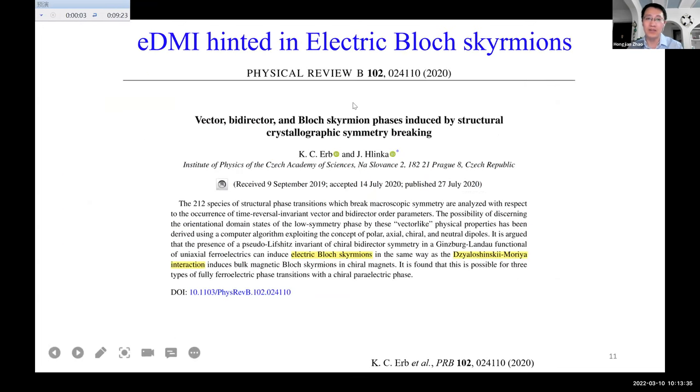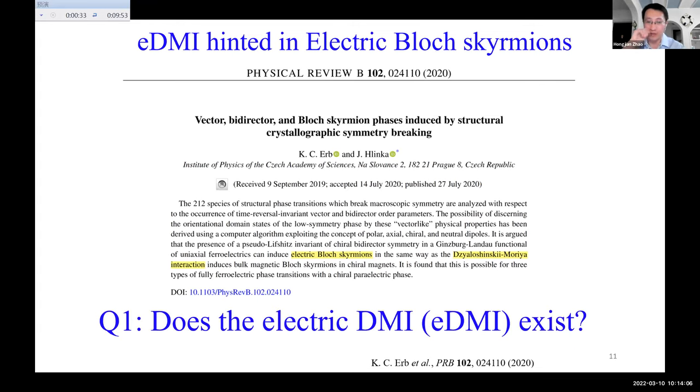Then I have to mention a work published recently. In that work, Professor Helinka and his group predict or propose the existence of the electric Bloch skyrmion. And in this work, it was mentioned that this Bloch skyrmion happens in a way like the magnetic skyrmion, based on the magnetic Dzyaloshinskii-Moriya-like interaction. So this is another work hinting the electric DMI. So we raise our question, does the electric DMI exist?